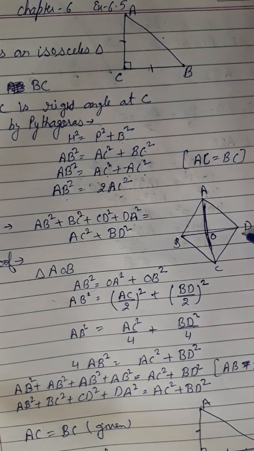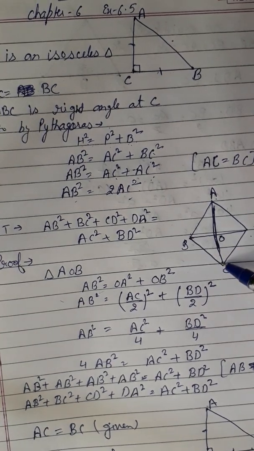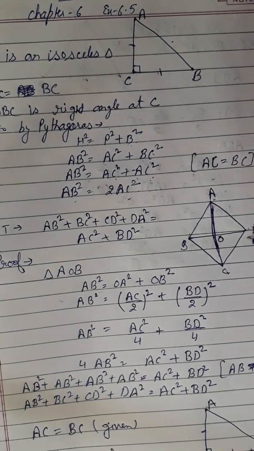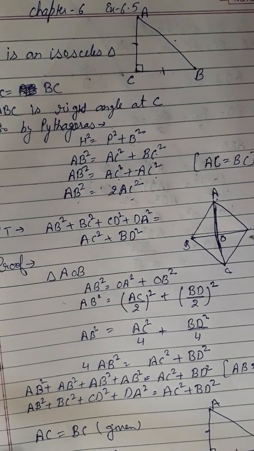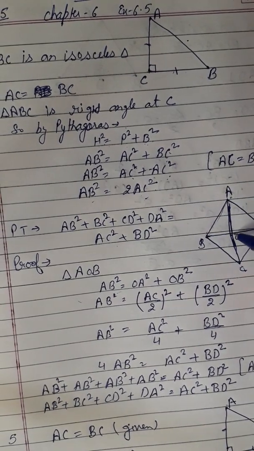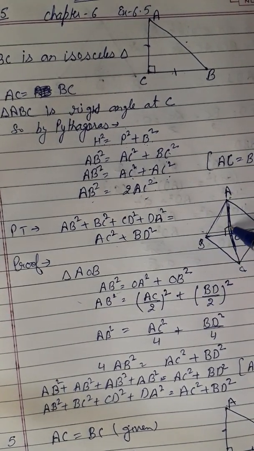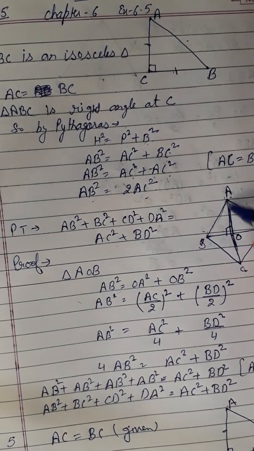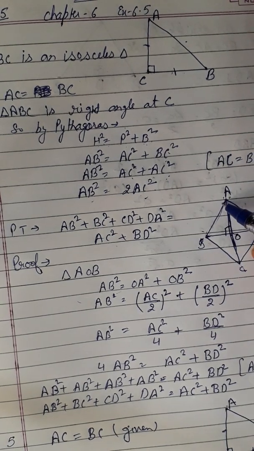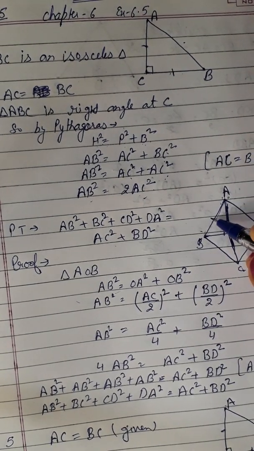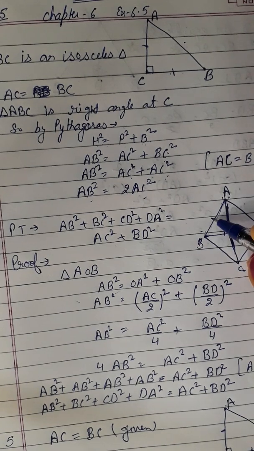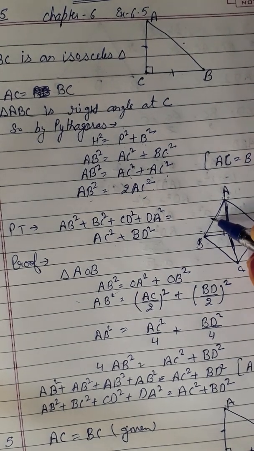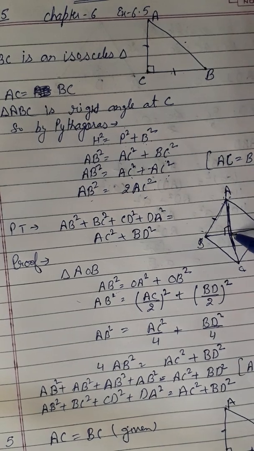BD is a diagonal. So we have to prove AB square plus BC square plus CD square plus DA square is equal to AC square plus BD square. Okay, this one we have to prove. So let's start. Firstly we can take triangle AOB. Why? Because we know that its diagonals are perpendicular bisector to each other. It means AOB is a right angle triangle, so we can apply Pythagoras on it. So according to Pythagoras, that is h square, mean to say hypotenuse square, is equal to p square perpendicular square plus b square base square. So AB square is equal to OA square plus OB square.